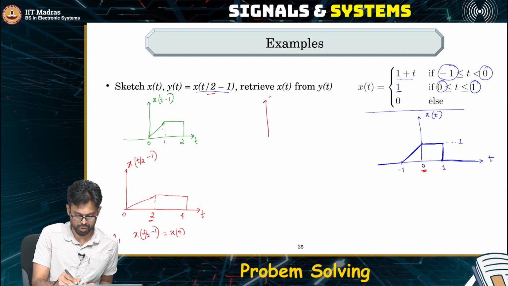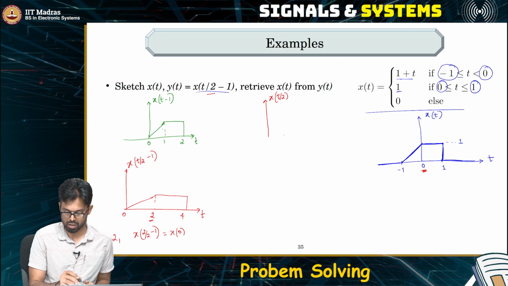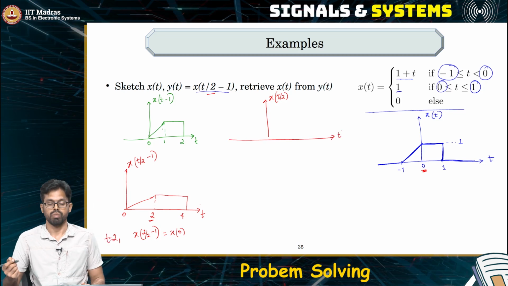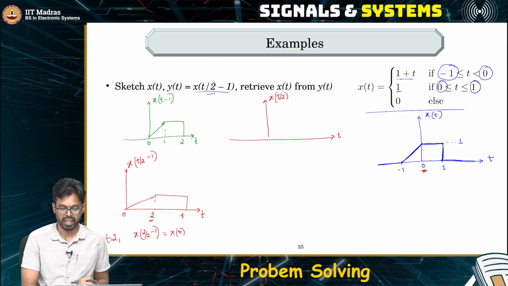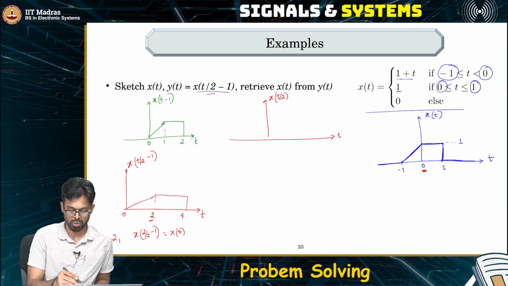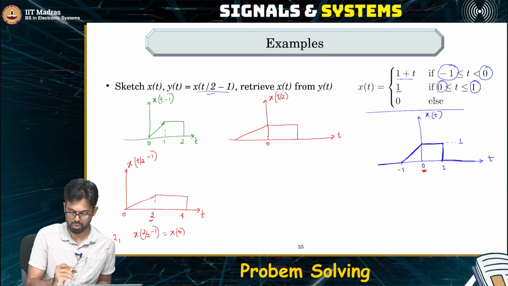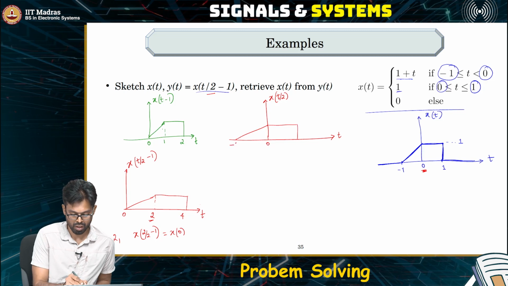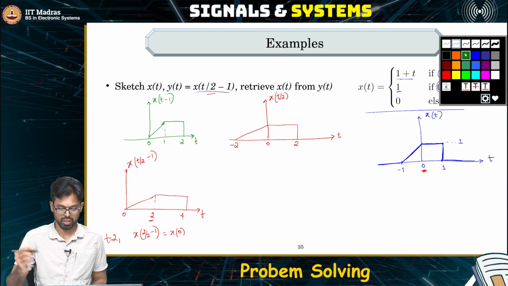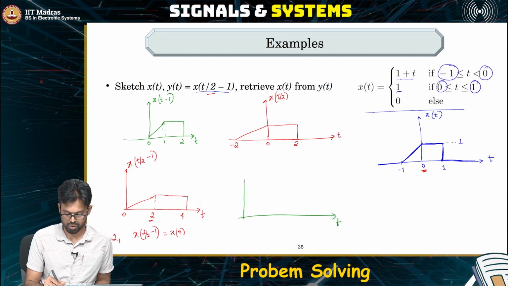What if you scale first? Let's do that operation. Now if you scale first, you're going to scale by 1 by 2, which means you have to stretch about the origin. If you stretch about the origin, whatever is at 0 stays at 0, but whatever is at -1 comes to -2, and whatever is at 1 comes to 2. Now after this we are going to shift.